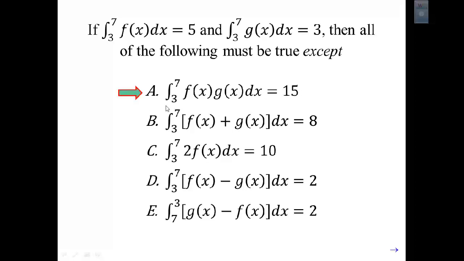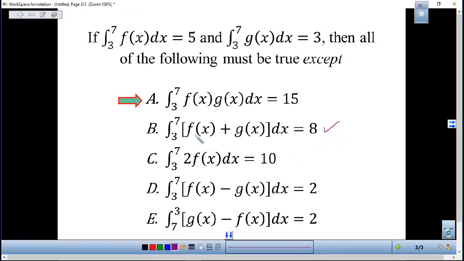Now, the thing is, what do we know? We know that the integral from 3 to 7 of f of x dx equals 5, and the integral from 3 to 7 of g of x dx equals 3. Well, we're looking at the properties that we talked about at the beginning of the section. Which ones are true, which ones are false? Well, we can do the integral from 3 to 7 of f of x plus g of x, split it up, and it's going to be 5 plus 3, which equals 8. So that one checks out. So let's do all the other ones, and we'll come back and tell why that one's not.